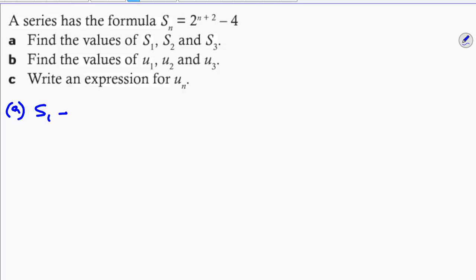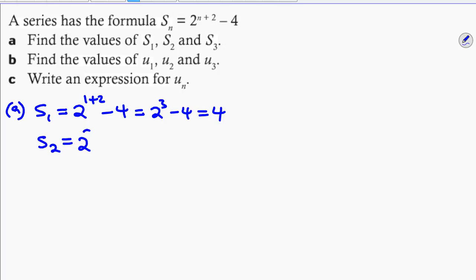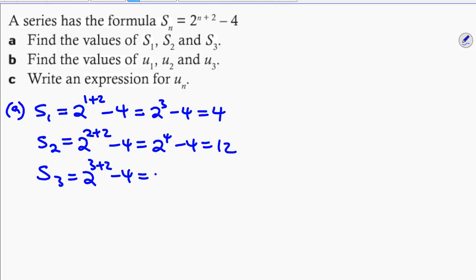So S1 will be, we plug 1 in place of n. So that will be 2 to the power 1 plus 2 minus 4, which will be 2 cubed minus 4, which is just 4. S2 will be 2 to the power 2 plus 2 minus 4, which is 2 to the power 4 minus 4, which will give us 12. S3 will be 2 to the power 3 plus 2 minus 4, which will be equal to 2 to the power 5 minus 4, which will be 28.